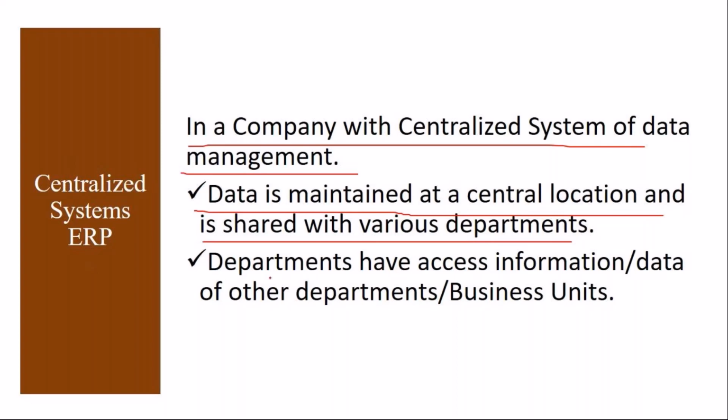Okay, departments have access to information and data of other departments and business units. So now, as we have one system, one department can access the data of the other department, like the planning department can access the data of the warehouse and inventory departments. The sales department can access the data of the planning department. So they have access to their data basically.